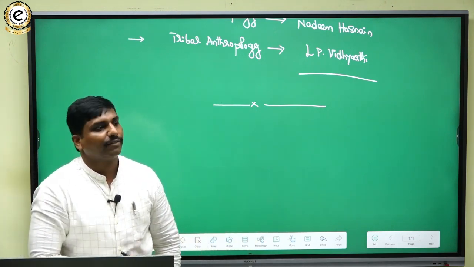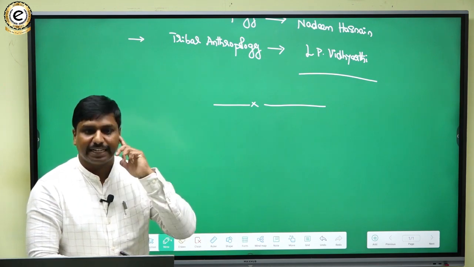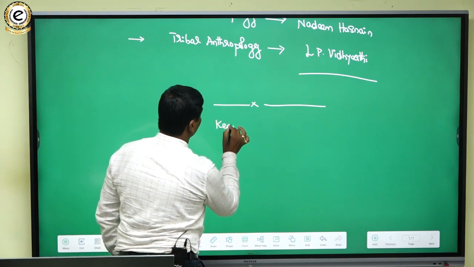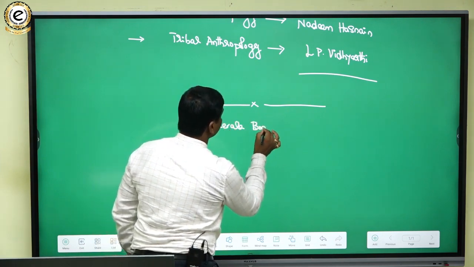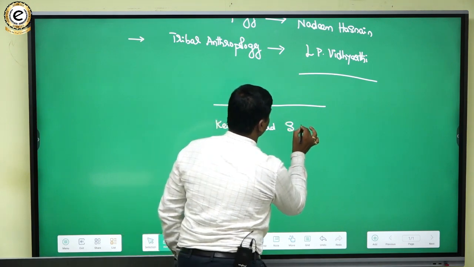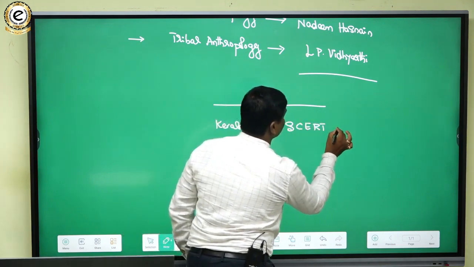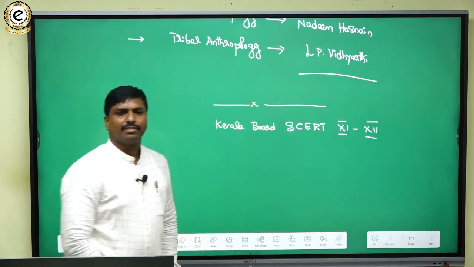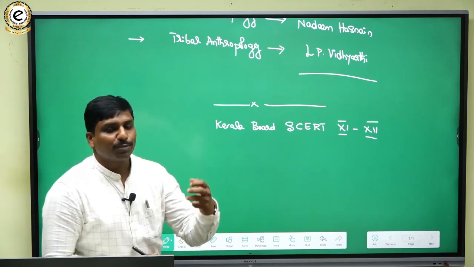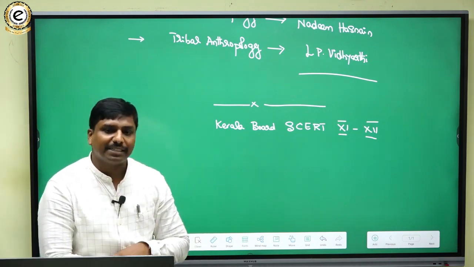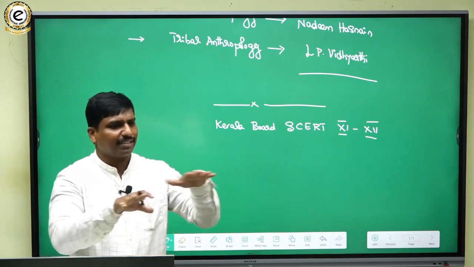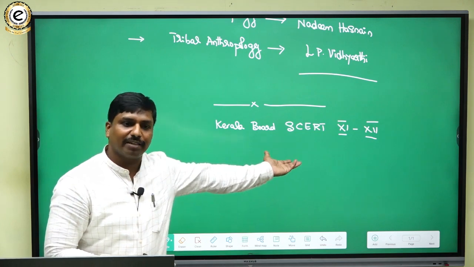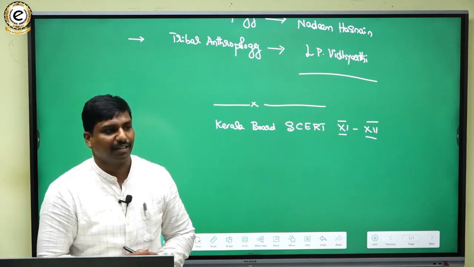Okay, and if you want just a basic understanding of anthropology, then you can proceed with some books like the Kerala Board SCERT textbooks, class 11th and class 12th. These books will give you basic insights or a basic understanding of what is anthropology, like NCERTs you will read for GS. In a similar fashion, you can keep these books for basic understanding.